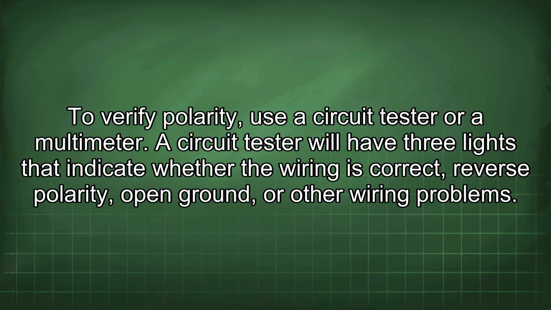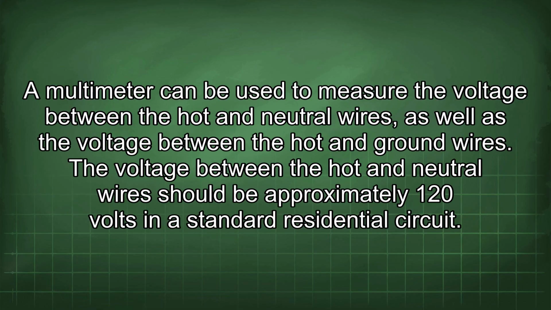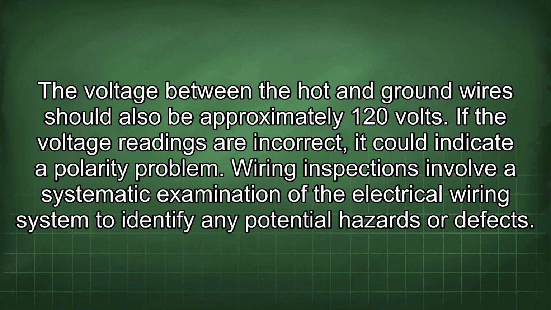A circuit tester will have 3 lights that indicate whether the wiring is correct: reverse polarity, open ground, or other wiring problems. A multimeter can be used to measure the voltage between the hot and neutral wires, as well as the voltage between the hot and ground wires. The voltage between the hot and neutral wires should be approximately 120 volts in a standard residential circuit. The voltage between the hot and ground wires should also be approximately 120 volts. If the voltage readings are incorrect, it could indicate a polarity problem.